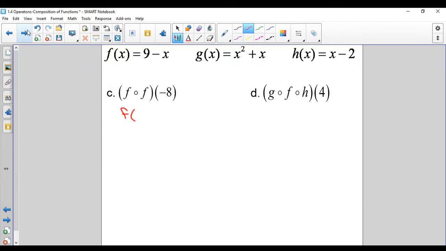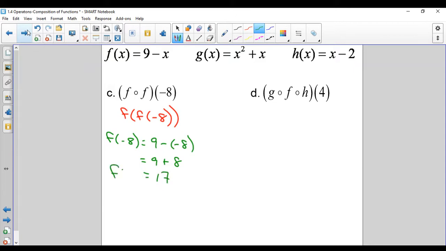F of negative 8. So what this is saying is I'm going to plug negative 8 into the f function, and whatever answer I get there, I'm going to take that, and plug it into the f function again. So f of negative 8 first. Let's see what I get. I get 9 minus negative 8 turns into 9 plus 8, which is 17. That's what f of negative 8 is.